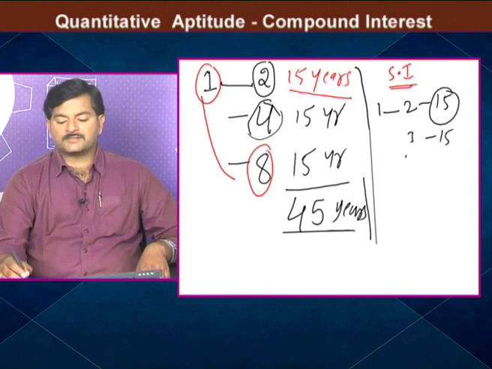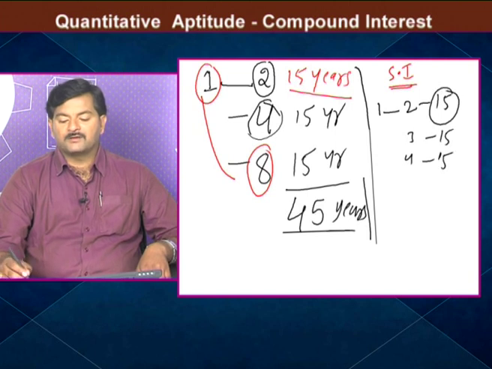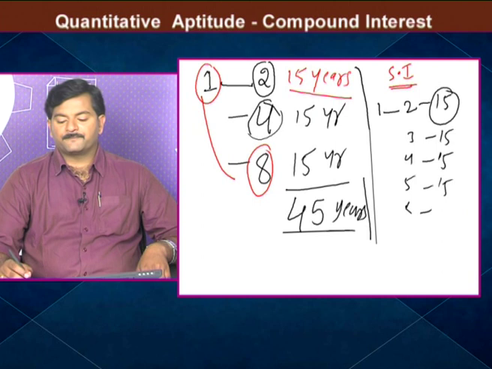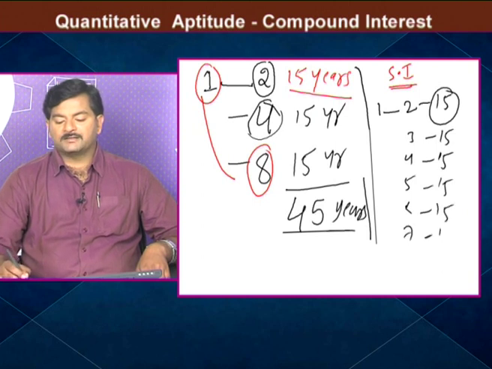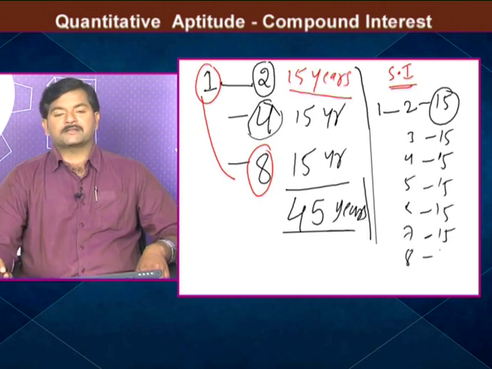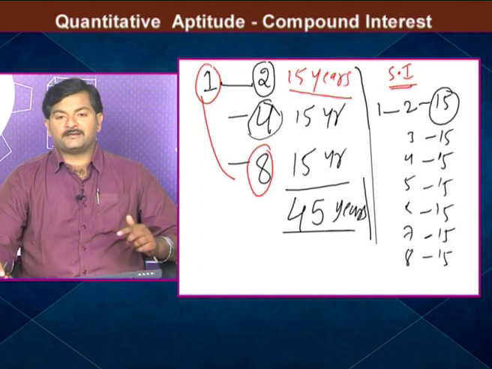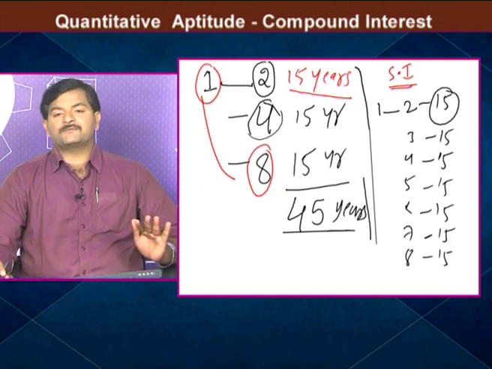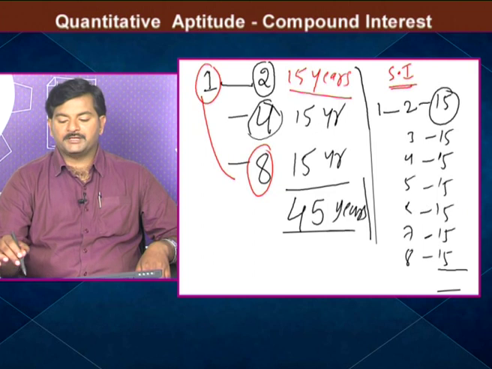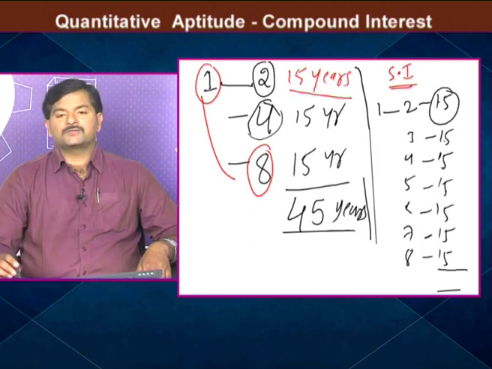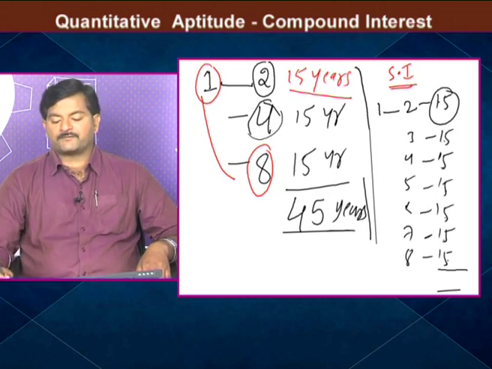So another 15 years, 1 rupee, that's why 4 rupees. So 15 years, 5 rupees; another 15 years, 6; another 15 years, 7; another 15 years, 8. Okay, because here it is simple interest, so interest will not change. 1, 2, 3, 4, 5, 6, 7, so 15 sevens are 105 years.